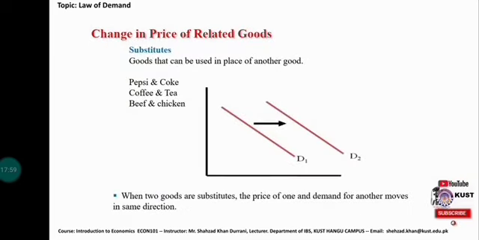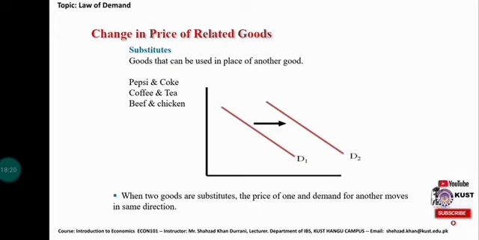Then we have the substitute products. What are substitute products? Goods that can be used in place of other goods. This also has an effect. We already discussed it. For example, Pepsi and Coke. If the price of Pepsi goes up, then the demand for Coke will increase.